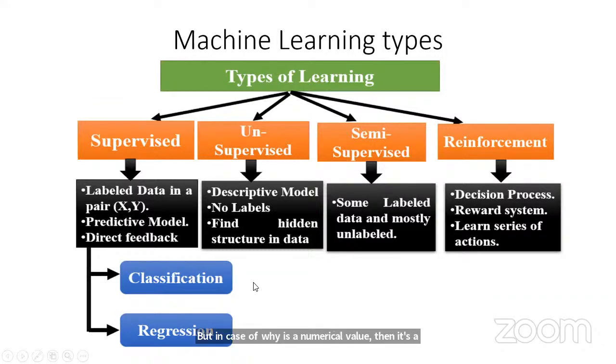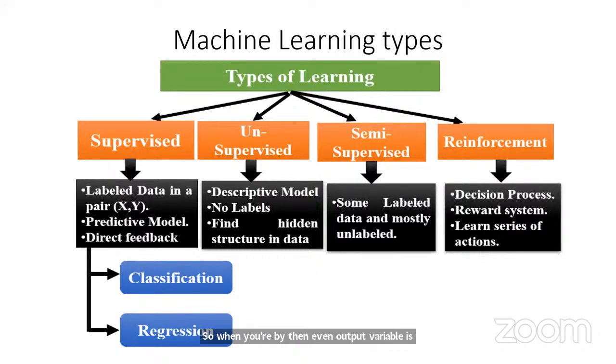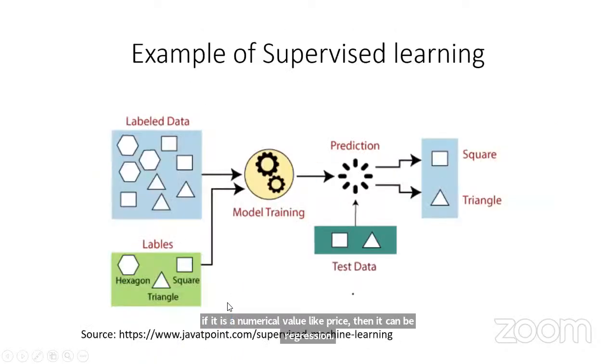For example, classifying whether an email is spam or not is known as a classification problem. While predicting house price, car price, or the depreciation cost of a laptop, all of those come under regression problems. So when your y, the output variable, is categorical with a definite number of values, it's a classification problem. Else, if it is a numerical value like price, it can be a regression problem. This was a brief introduction to machine learning types.